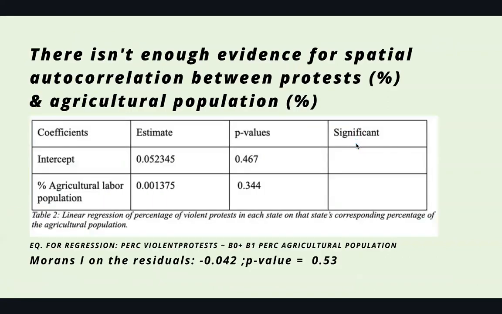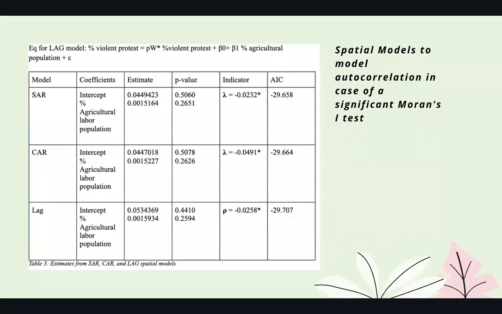Now, to check for the effect of agricultural population on the violence of the protests measured, I plotted a regression model and observed that there was no significant effect. The second thing that I did was run a Moran's I test of autocorrelation on the residuals from the regression model and found again that the statistic was not significant. Had the statistic been significant, I would have further moved on to plot spatial models such as SAR, CAR, and lag to check for autocorrelation in these variables of violent protest and percentage of agricultural population.